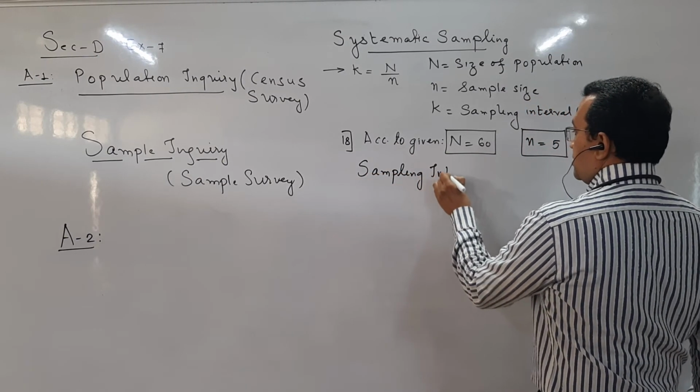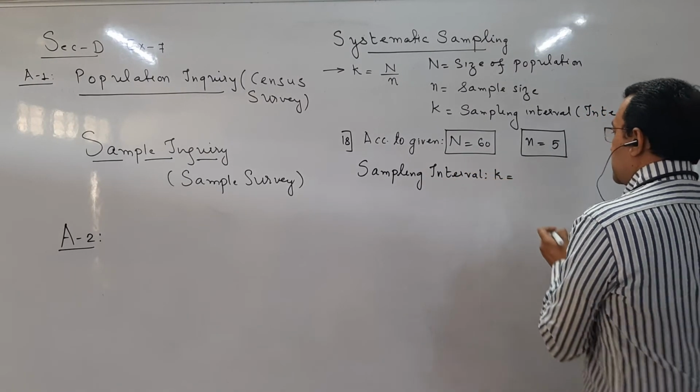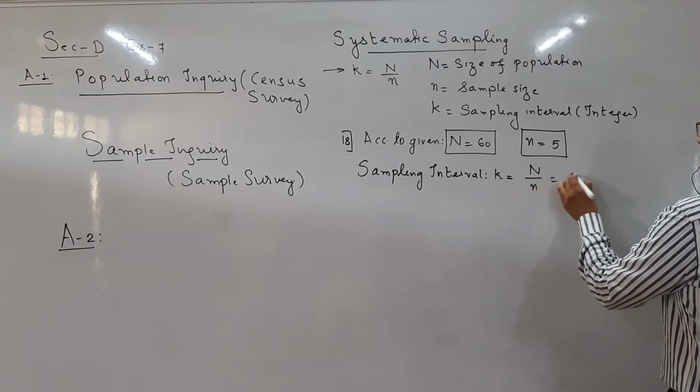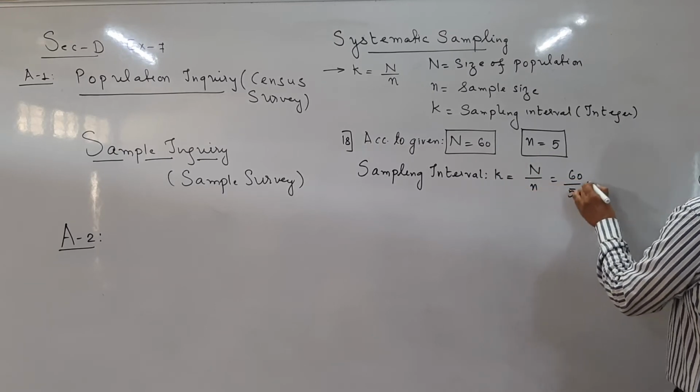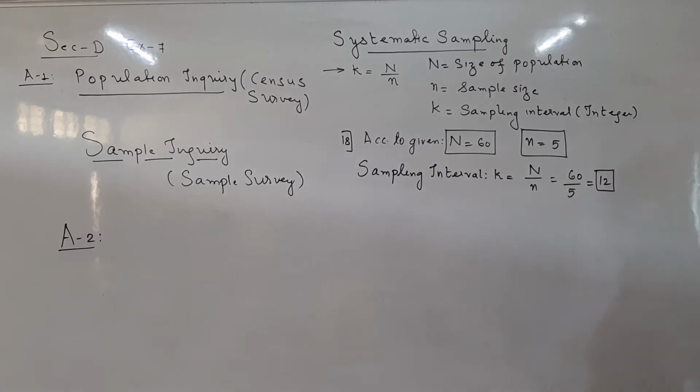First of all, students, we will find the sampling interval K, which is equal to capital N divided by small n: 60 divided by 5, and that is 12.